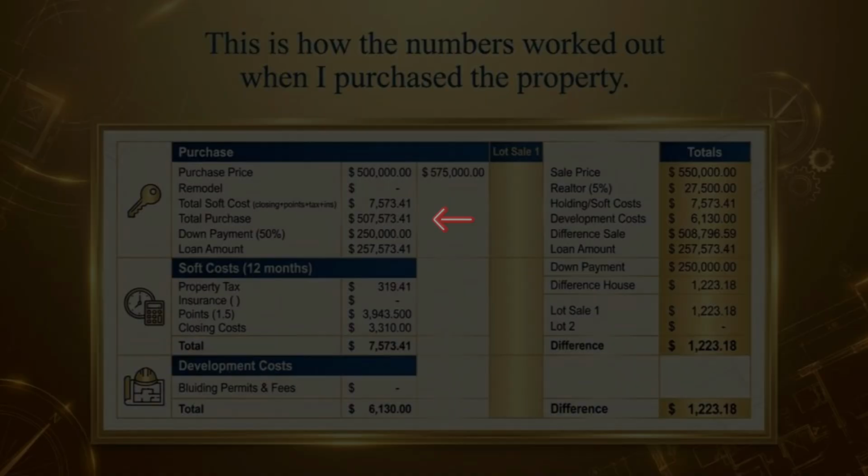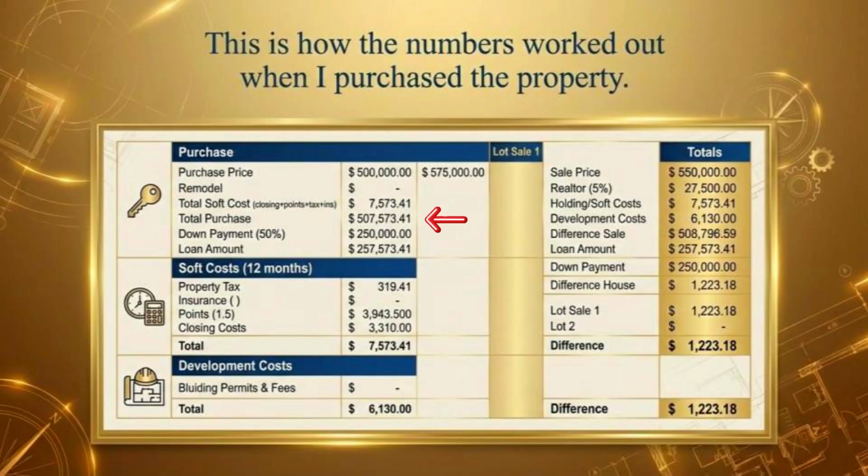So that all being said, my soft costs were $7,573.41. So that brought my total purchase price to $507,573.41. I put down $250,000 and I got a loan of $257,573.41.